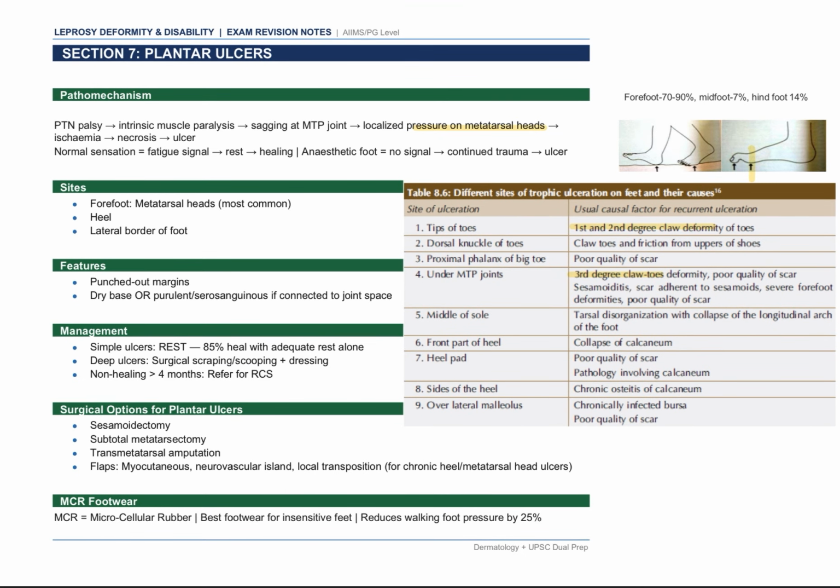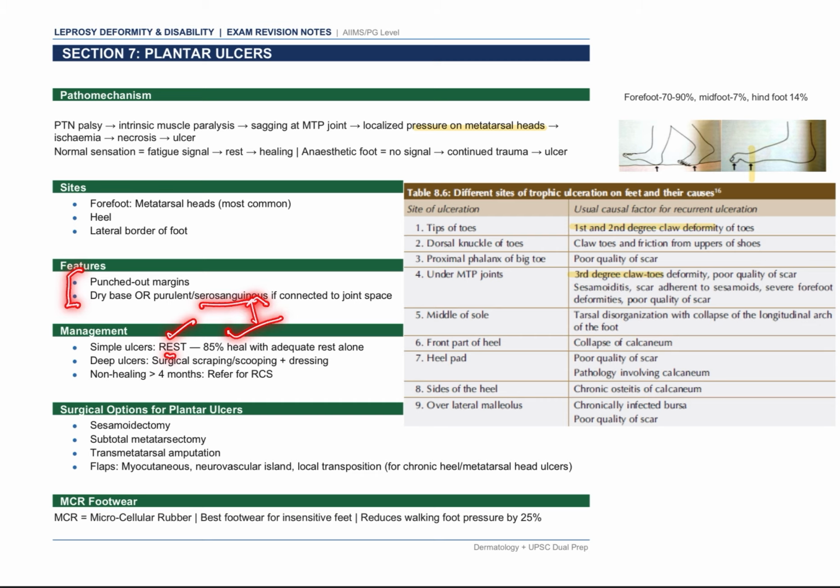Now for plantar ulcers, these form because of sensory loss, or in case of motor loss, which is the posterior tibial nerve, sagging at the MTP joint would lead to ulcer at this area. Clawing of the toes would lead to formation of ulcer at the tip of toes. And most commonly, forefoot ulcers are seen at the metatarsal heads, and less commonly they are seen in midfoot and the hindfoot. They are punched out, they have a dry base, and if serosanguinous discharge is there, they are the complicated ulcer. These require rest and mostly they heal.